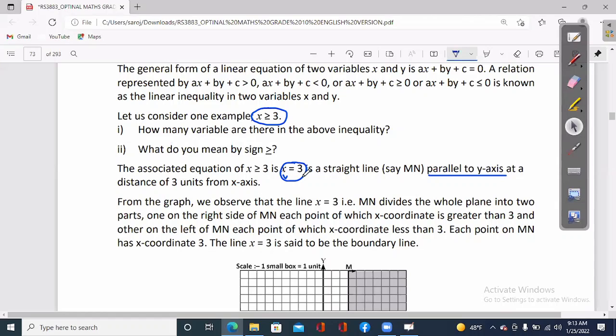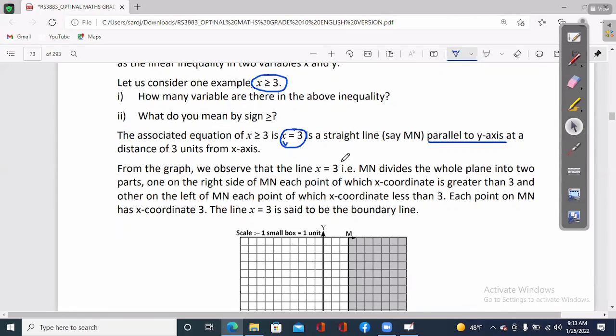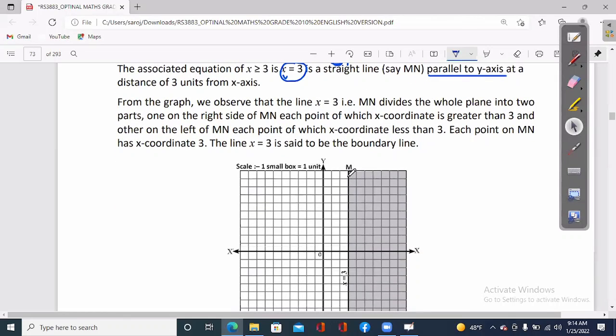x equals 3, we need to understand, is only the variable x. Now we need to understand that it is parallel to the y-axis. x is always 3. So parallel to the y-axis, and it passes through (3, 0), because you can see x is 3 here. And y we don't know. y can be anything: y can be 0, 1, 2, -1. So you can see, this is the boundary line.